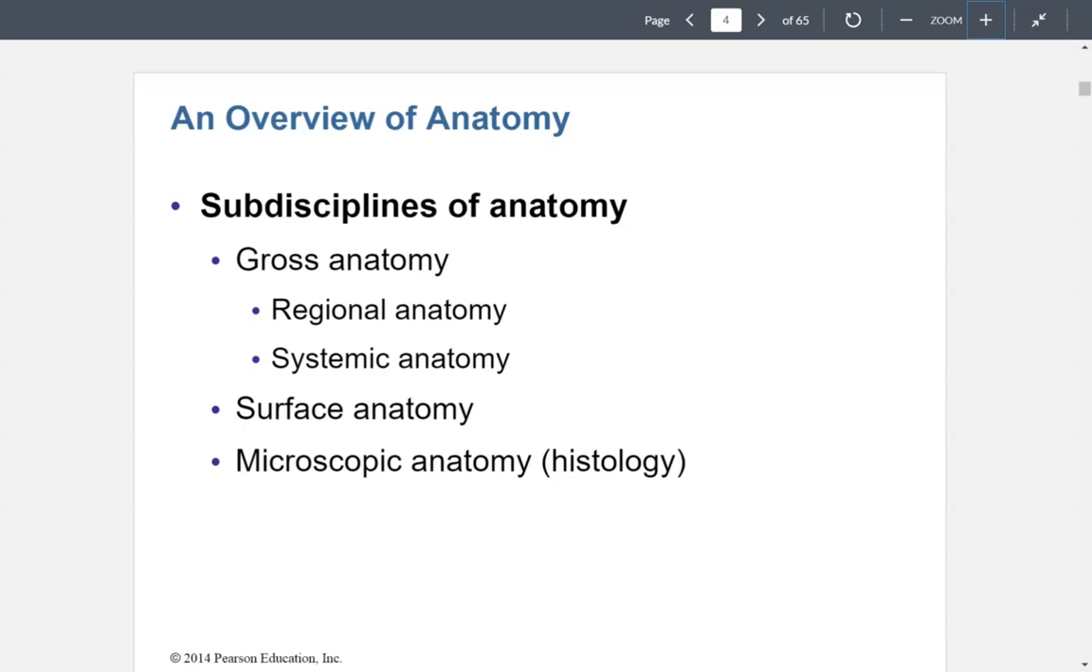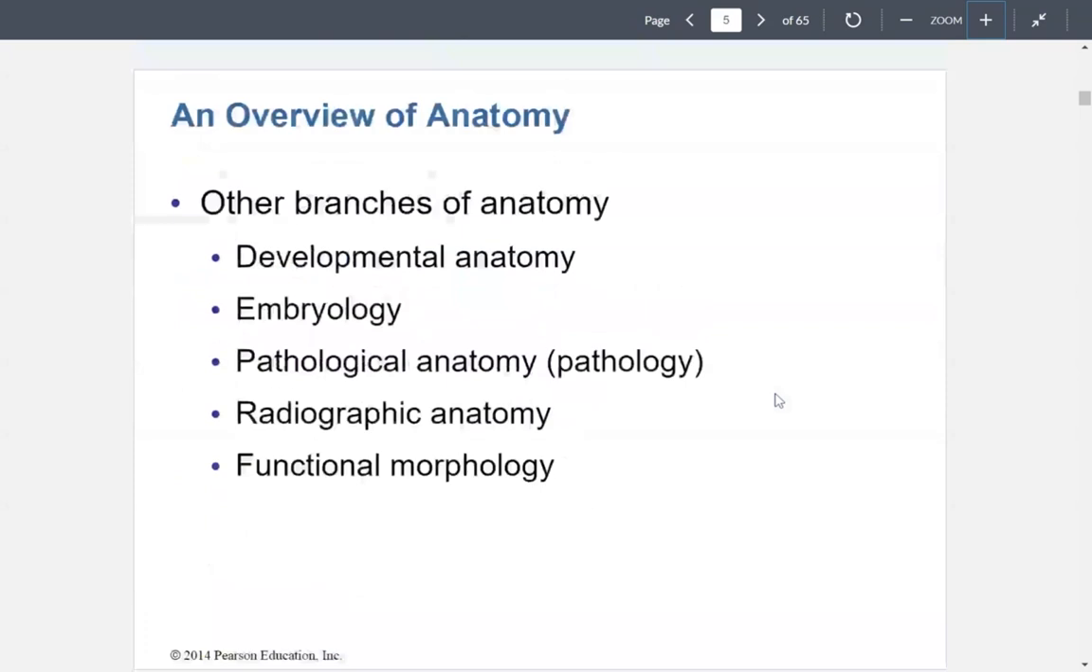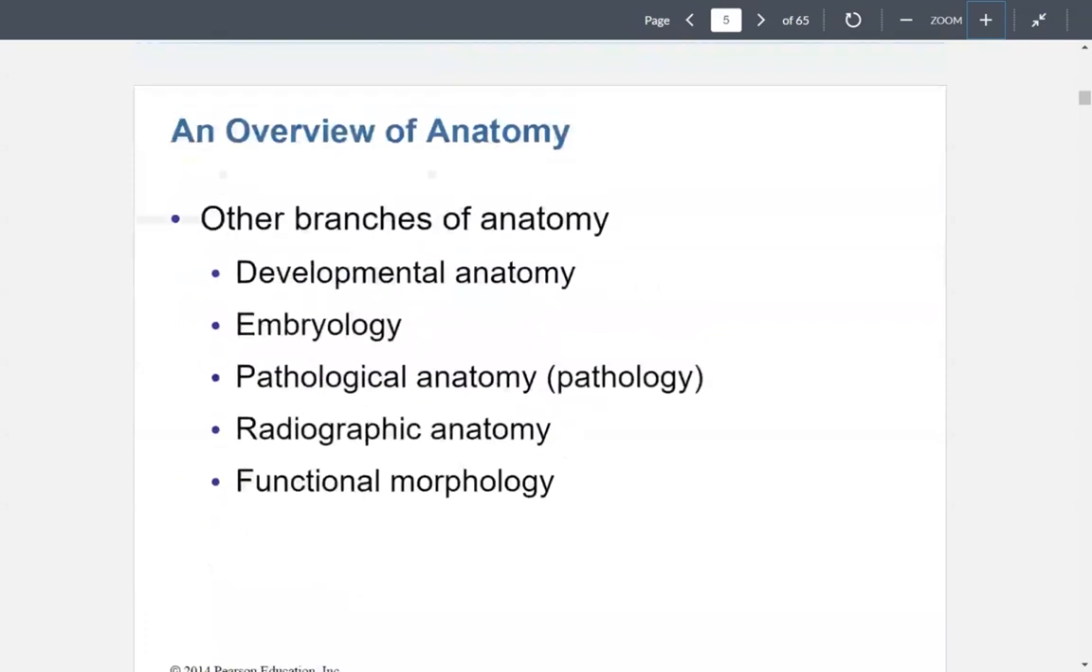We can, within gross anatomy, look at regional anatomy, so what is located in the abdomen versus what is located within the thoracic cavity, but we could also look at just what is related to a specific system. There is also surface anatomy, which is simply looking at the skin. And then we have radiographic anatomy, how things actually look under imaging. We have embryology, the study of development from fertilization to birth. We have developmental anatomy, the changes in the body from birth until death.